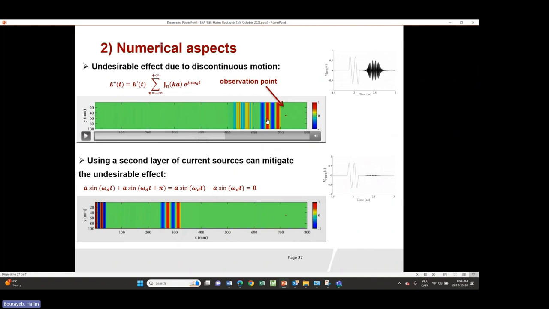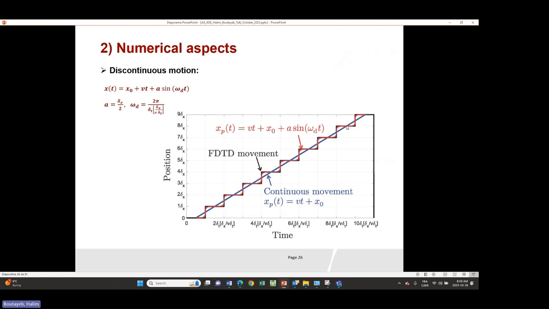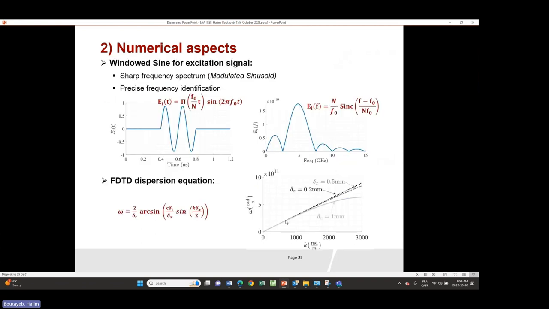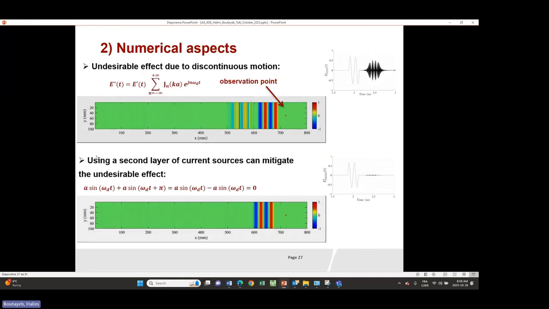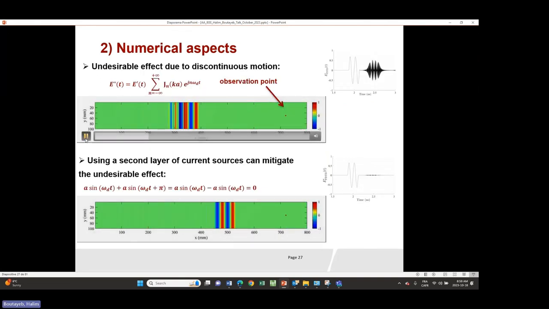instead of having only this wave here, we have also this wave, which is a very high frequency. That's what we see here. When we look at the electric field as a function of time at this observation point, we can see here very high frequency. And it's propagating at lower velocity, because if I come back to the previous slide, we use the dispersion equation purposely. We use, for example, this value of delta x in order to make the higher frequency propagate at lower speed. This helps us to see this undesirable effect, an effect that we didn't actually want.